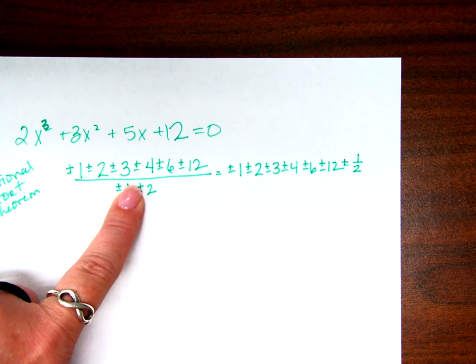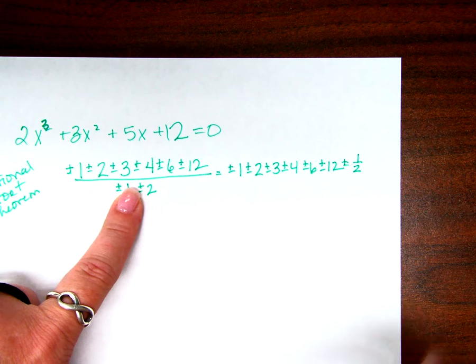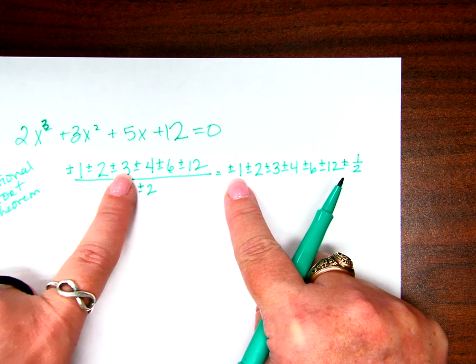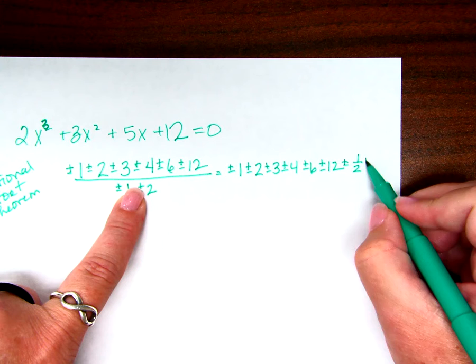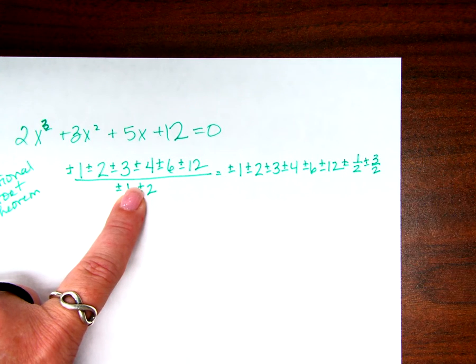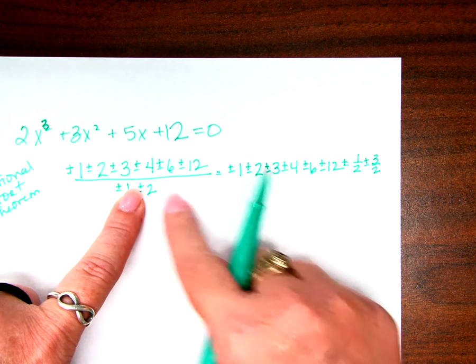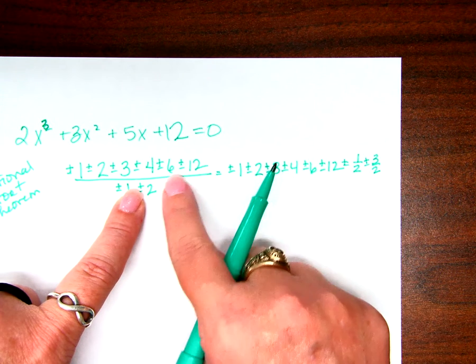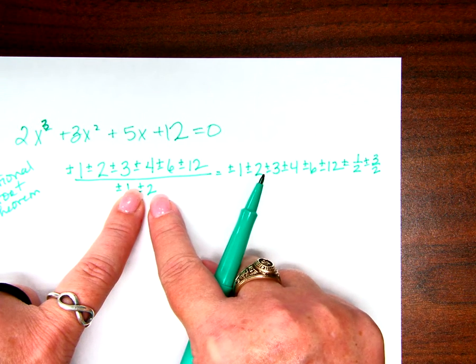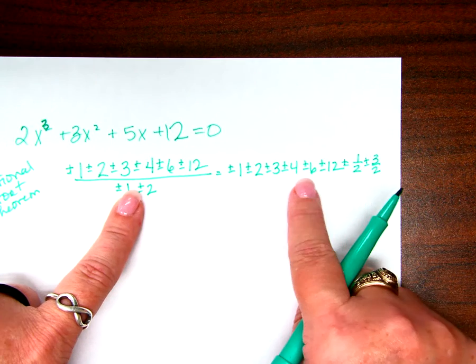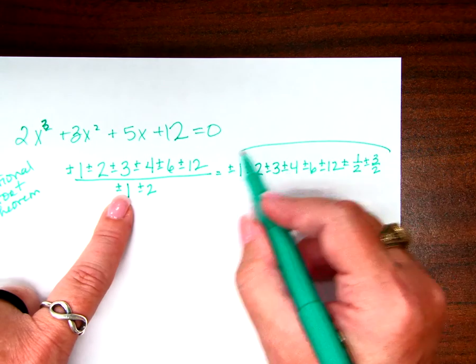Literally, does anyone know what 2 divided by 2 is? Okay, 1. But I already have it on my list. Do I have to write it again? No. What's 3 divided by 2? 3/2. What's 4 divided by 2? 2. I already have it on my list. What about 6 divided by 2? 3. I already have it on my list. What about 12 divided by 2? 6. Already on my list. So this is where I start.